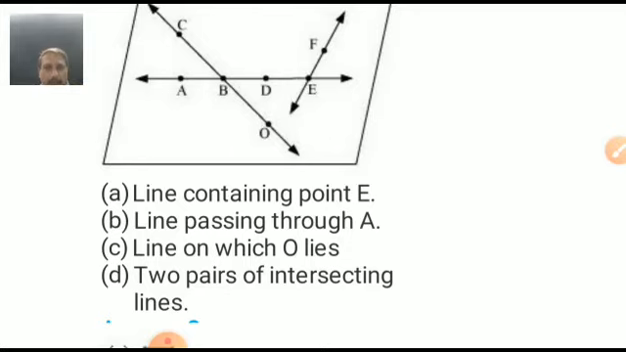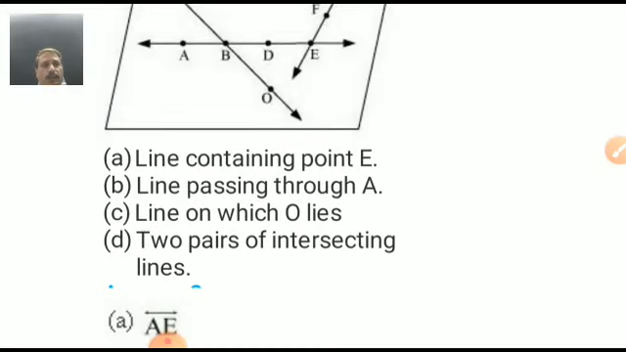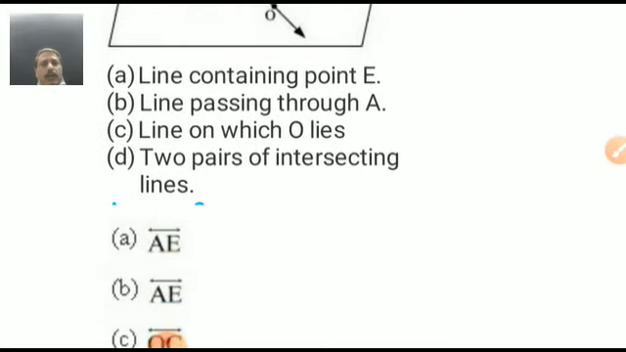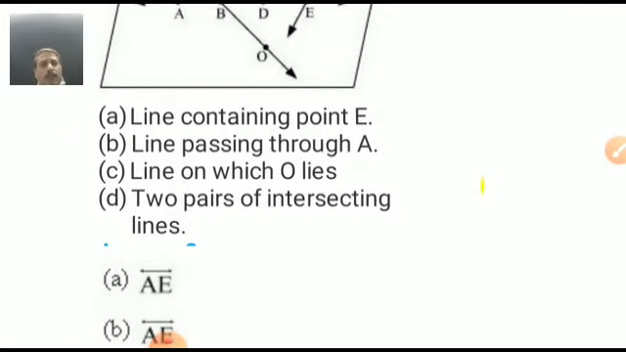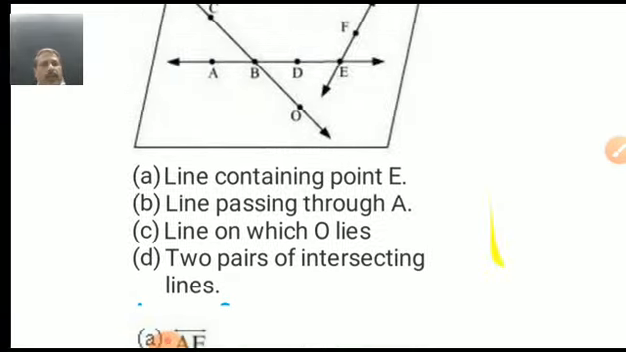You now have a clear idea which lines contain E. There are two lines, and you can find very easily which have the point E. See the answer: AE. Is it or not? And you can write EF also. Second, B, line passing through A. The same line, we can write AE, no problem. Third one, line on which O lies: OC. So we can write OC.